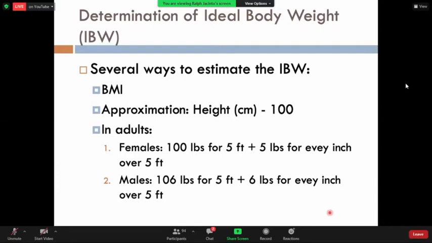A fast way is we can approximate it: height in centimeters minus 100. For example, for me, I'm 165 centimeters, so less 100, that would be 65. So approximately my ideal body weight should be around 65 kilograms. But to compute it more accurately, we have this formula.